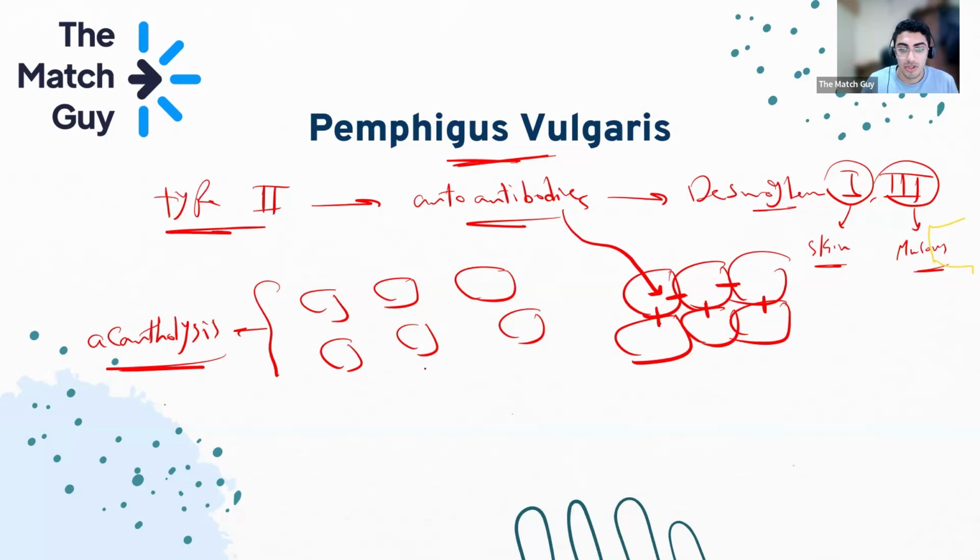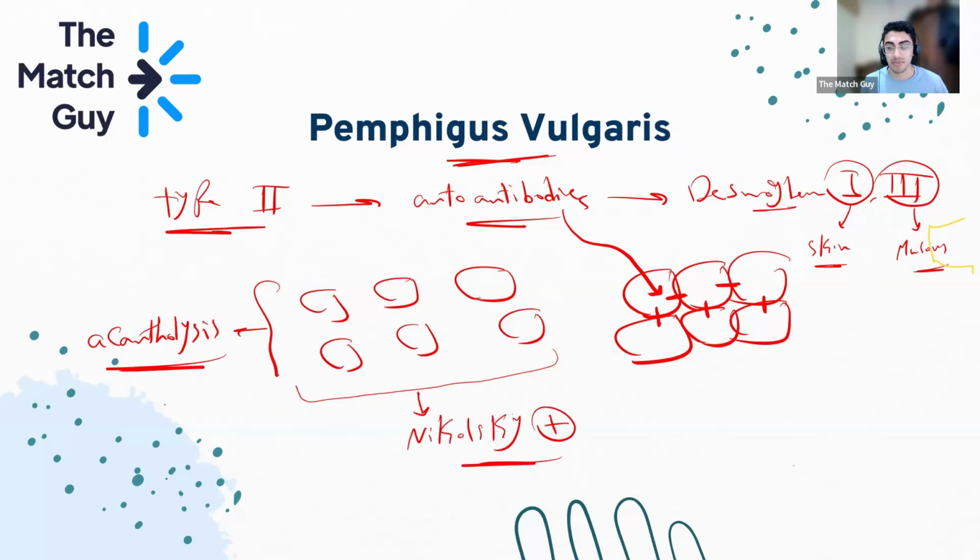Okay, so when the keratinocytes separate from each other, they will form a blister, and this blister is very weak. So once you apply pressure to these blisters, they will rupture, meaning pemphigus vulgaris is Nikolsky positive. Okay, Nikolsky positive, meaning the blisters are very weak and they can rupture. All right.